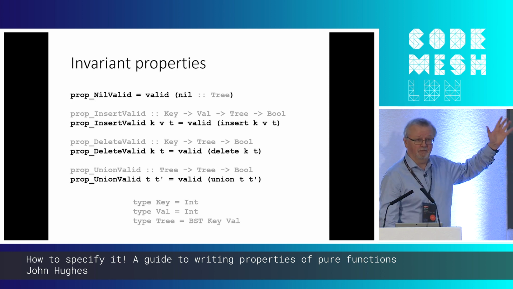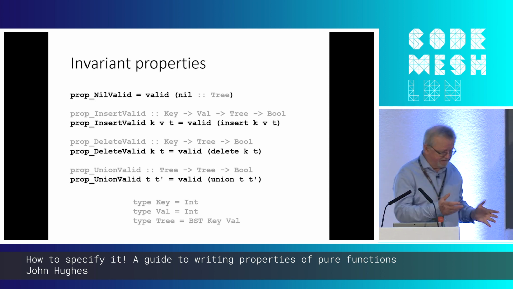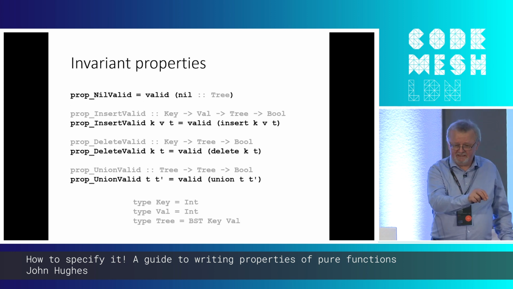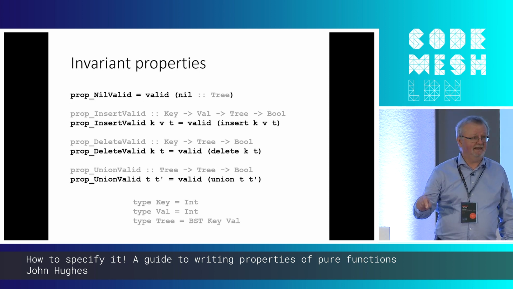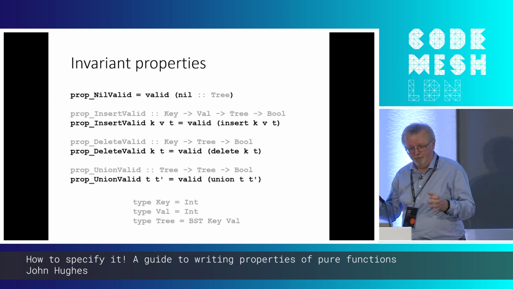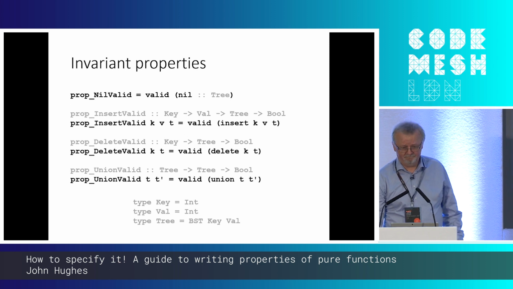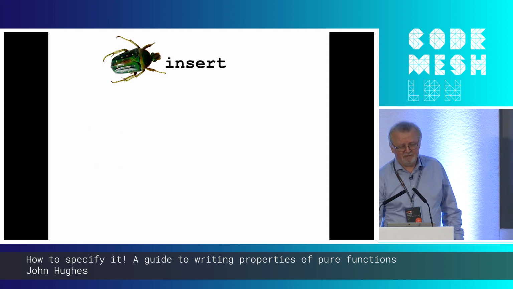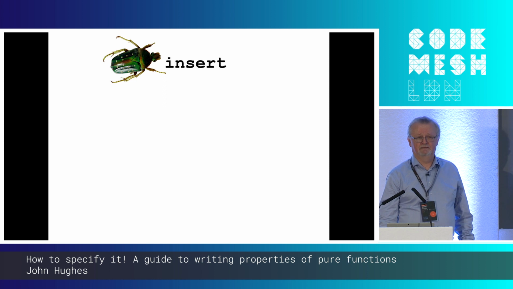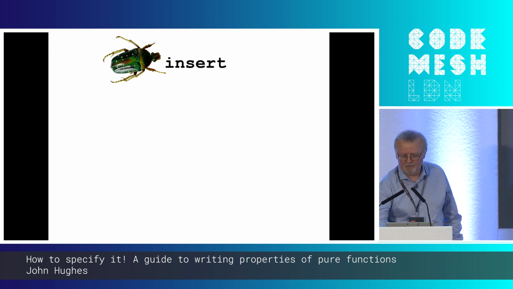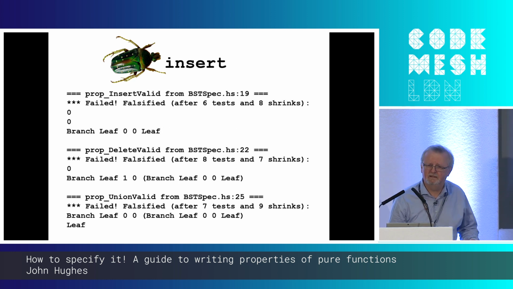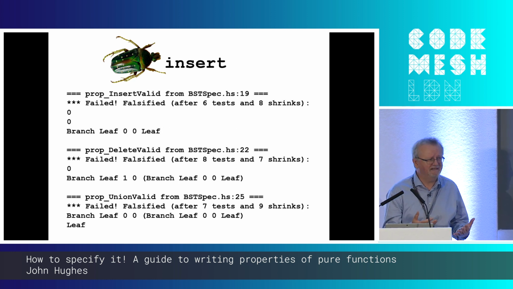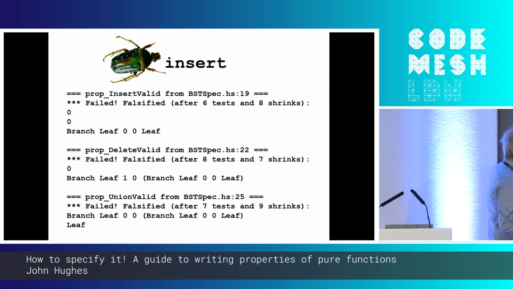OK, so now I've got 4 properties. Of course, if I were to plant a bug in any of those functions, the corresponding property should fail, right? And so I should be able to quickly see which function is at fault. Let's try that. Let me plant a bug in the insert function. OK, I'll run my tests. What happens? They all fail. What? But I only put a bug in insert. Why did these other properties fail?